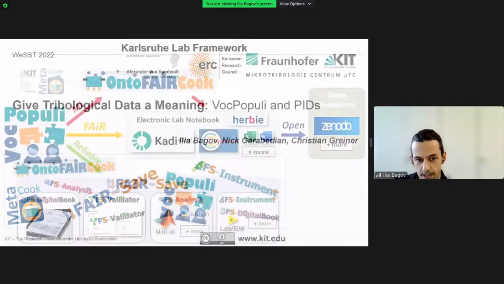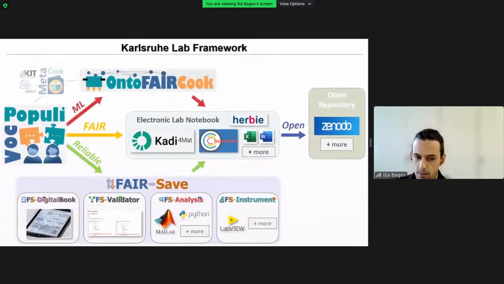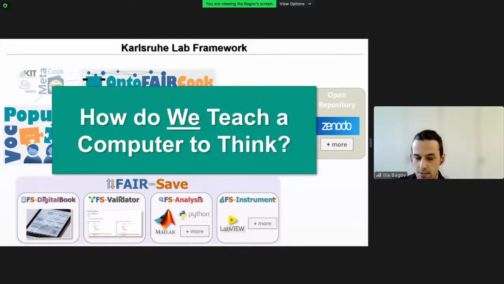Now, this presentation will dive a bit more into the technical side of the previous one, when here I will focus mainly on Voc Populi, which is, so to speak, the central part of our framework. Now, we use Voc Populi to basically answer the question, how do we teach a computer to think?